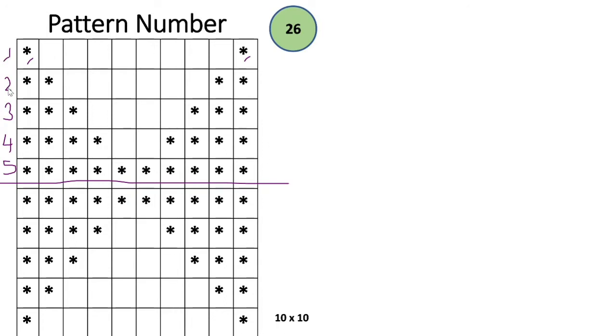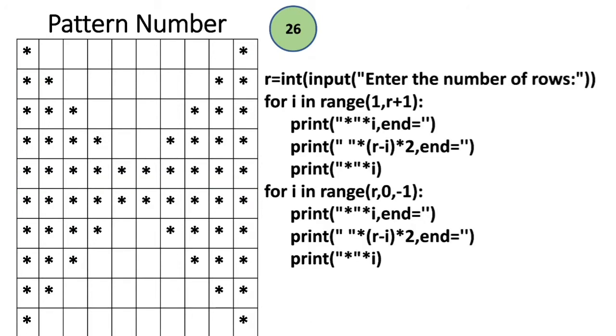When the row number is 2, I have 2 stars, some spaces and then 2 stars. For 3, 3 stars, some spaces and 3 stars. So you can see that the stars are actually printing 2 times, but the number of stars is equal to the number of rows. That means I have to print the stars 2 times multiplied by the number of rows. That is very clear.